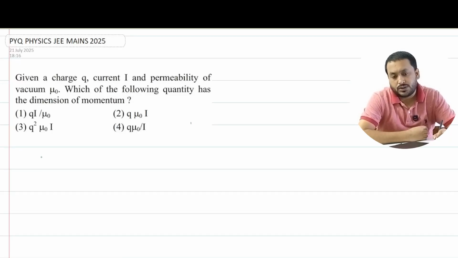So this is a question from, I would say, electricity as well as magnetism, because they have given mu naught also. So just read the question. Given a charge Q, current I, and permeability of vacuum mu naught, which of the following quantities has the dimension of momentum?